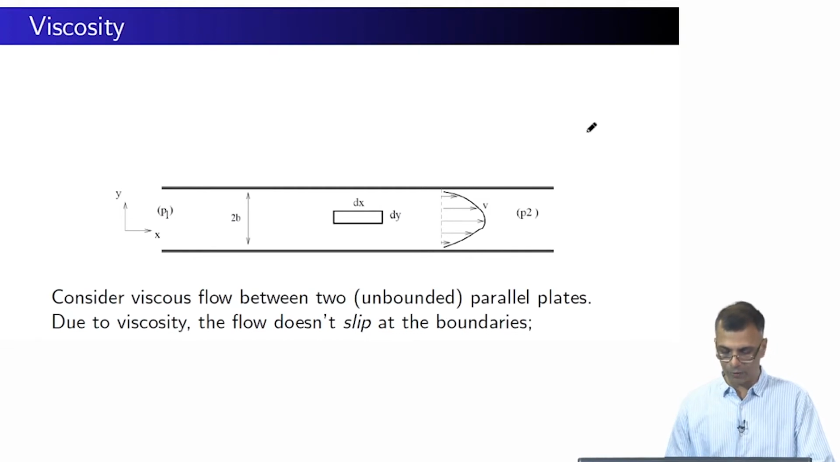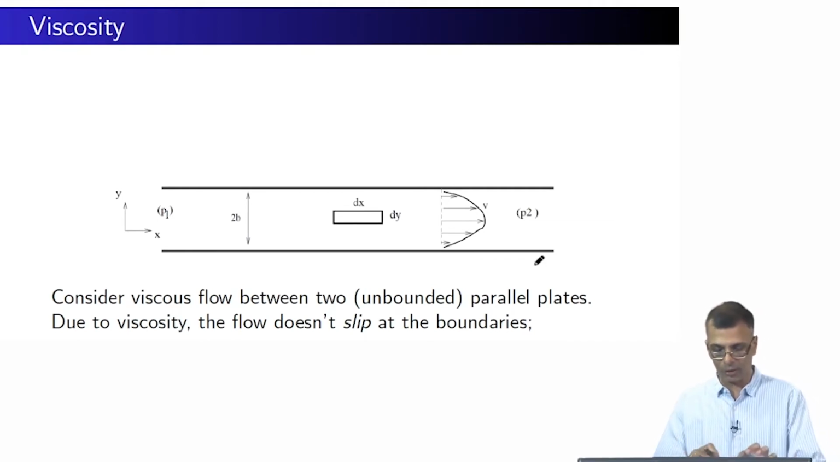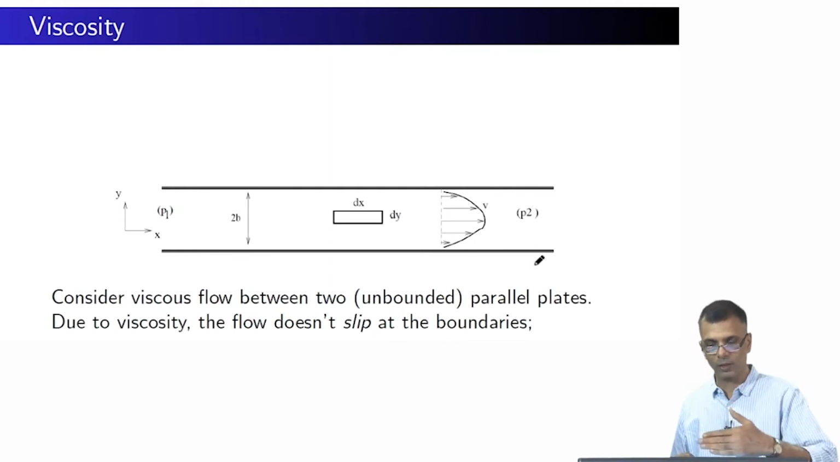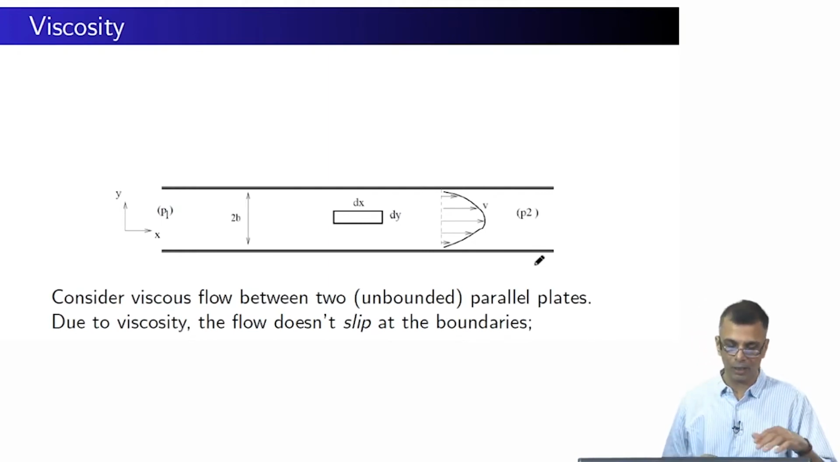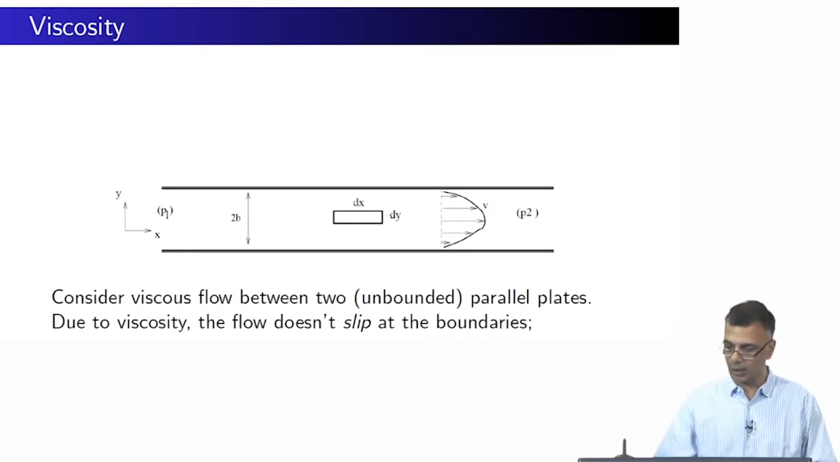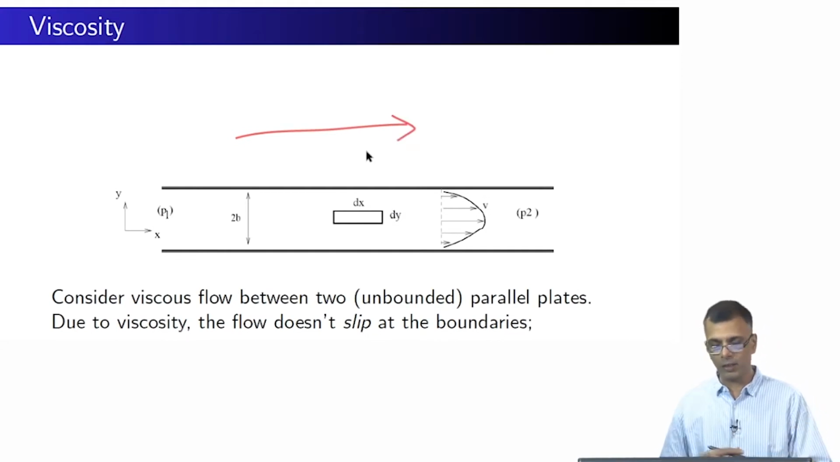So consider viscous flow between two unbounded parallel plates like so, okay? And unbounded in the following sense: the x dimension is infinite, and the z dimension, which is into the plane of the screen, is also infinite. Okay, so consider a viscous fluid like honey or maybe motor oil flowing in this direction. Intuitively you can appreciate that the velocity profile of such a fluid would be something like this.